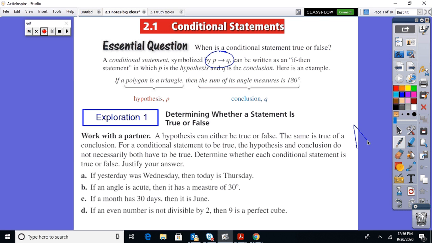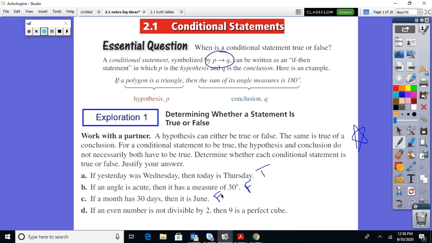All right, so a nice setup here in the directions. First one, if yesterday was Wednesday, then today is Thursday. All right, that's true. If an angle is acute, then it has a measure of 30. Not necessarily. That's false. If a month has 30 days, then it's June. Again, not necessarily. There are other months that have 30 days, just like there are other angles other than 30 that could be acute.